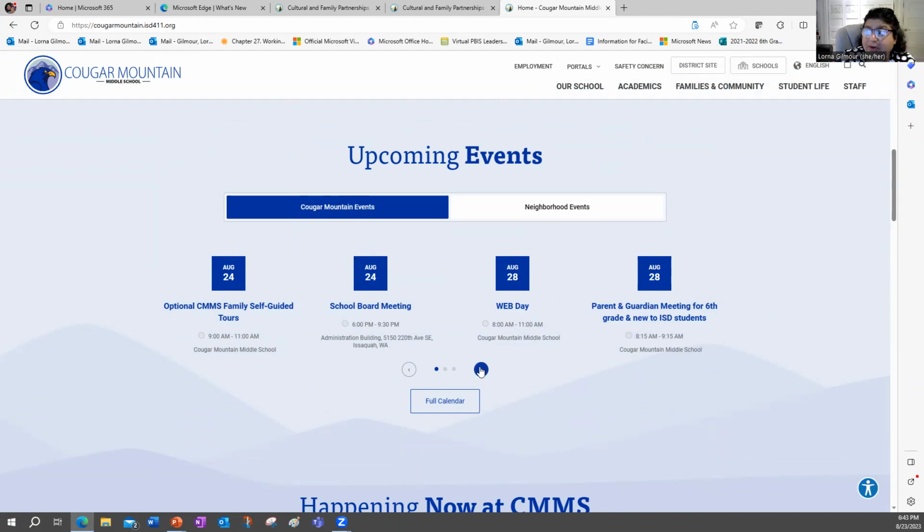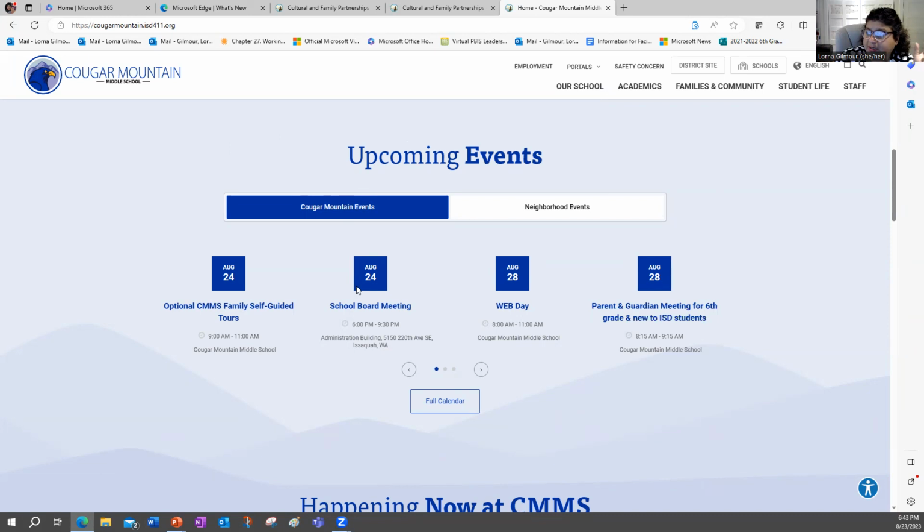For example, Cougar Mountain Middle School, if your child is there, remember there's going to be an optional self-guided tour. So the building's going to be open. You and your child can walk around the school between 9 and 11. On the 28th, there's a web day. The 28th is also a parent guardian meeting for new families. So that one will be more detailed about the Cougar Mountain School and expectations and so forth. This one is a more general overview: district-wide transportation, lunch, and so forth.